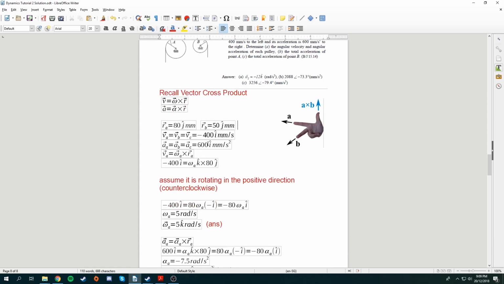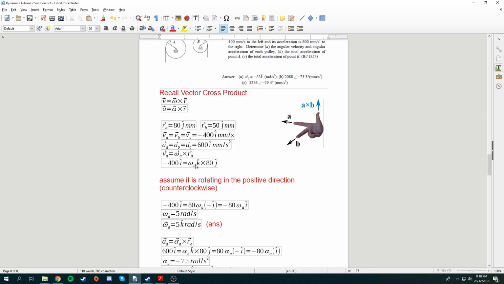So using the vector cross product, now I can write down whatever I have. The velocity of A, which is the same as the velocity of C: negative 400i equals omega A in the k cross with 80j. In planar dynamics, k, which is the three-dimensional unit vector, is pointing towards you, the reader. Negative k is pointing into the paper, or into the screen in this case.